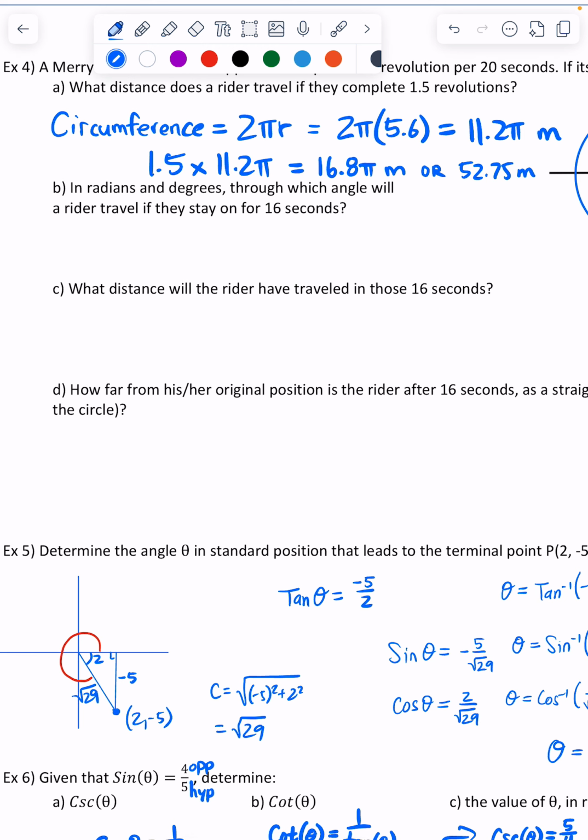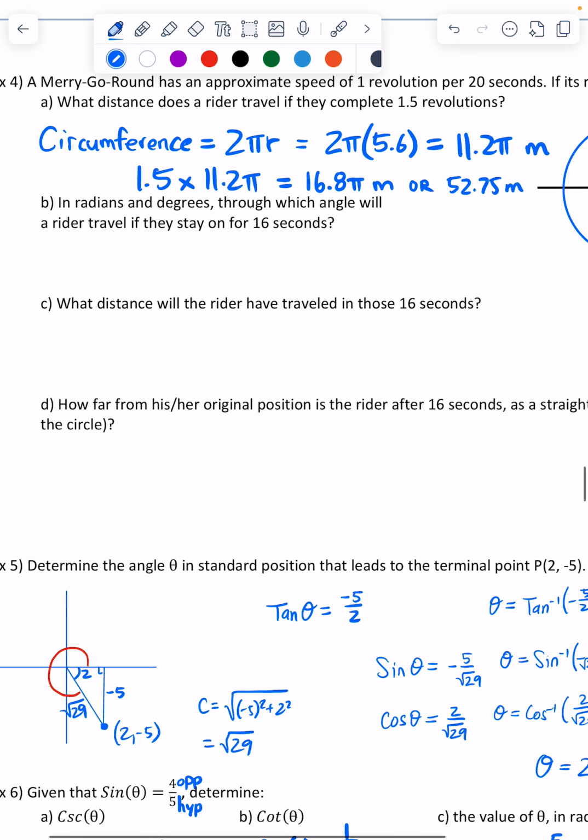It says here, in radians and degrees, through which angle will the rider travel if they stay on for 16 seconds? So this is a nice question to practice this idea of proportions. And so listen to how I do this here. This is, again, a very valuable thing to be able to do.